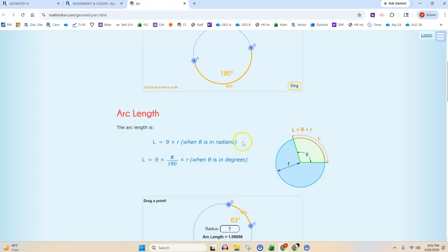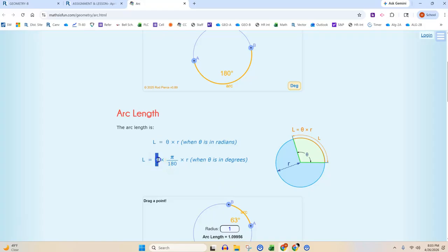Now, the arc length is basically going to be this formula right here. See what this says? This is the length right here. This is the arc they're measuring. This right here is a symbol for angle, okay? In this case, degrees. That's what we care about. So this is the formula we're going to use today, okay?